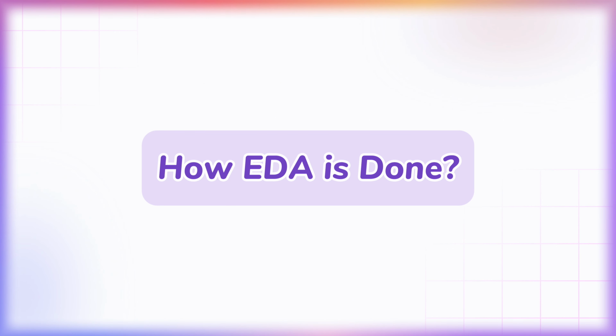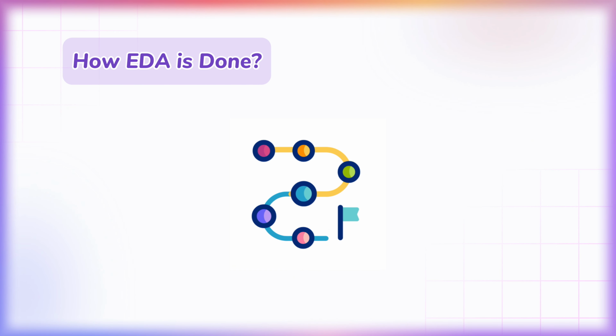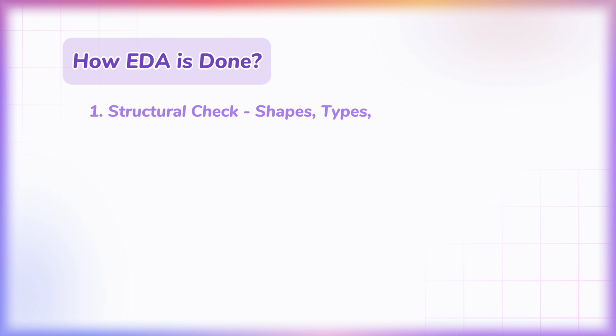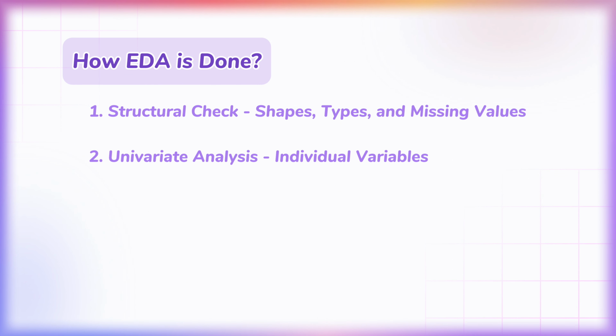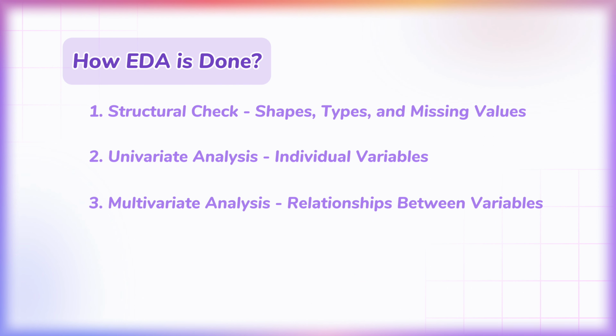When we talk about how EDA is done, there are a few typical steps you'll go through. First, you start with structural checks, looking at the shape of the data, the types of each variable, and whether there are missing values. Next comes univariate analysis, where you explore individual variables using histograms, box plots, or basic statistics like the mean and standard deviation to get a sense of their distribution. Then we move to multivariate analysis. Examine relationships between variables using scatter plots, correlation matrices, or grouping data to see how different factors interact.